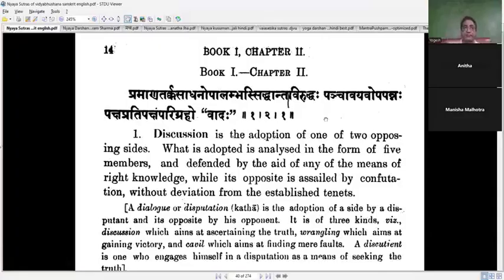Instead of sticking to the topic, you shift the topic to the person. So that is also another kind of logical fallacy, used in modern Latin terms. Also it is used there. So that Vitanda is also a process used by some people.